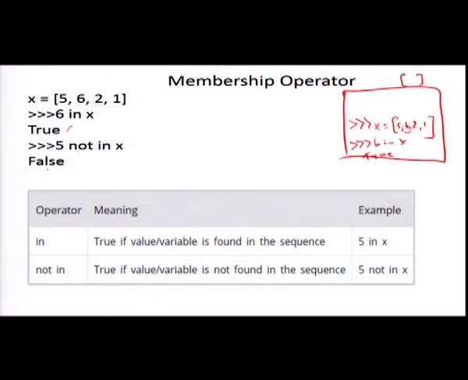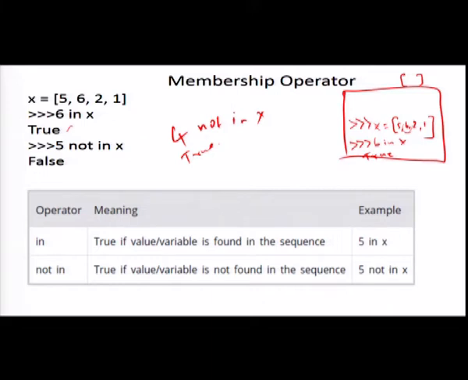When will it become true? Supposing I say 4 not in x, in that case, yes, the number 4 is not in x, so it becomes true. If it is there and you say it is not in x, then it becomes false. This is a membership operator. It is very important from an examination point of view. It is used exclusively in this Python language.